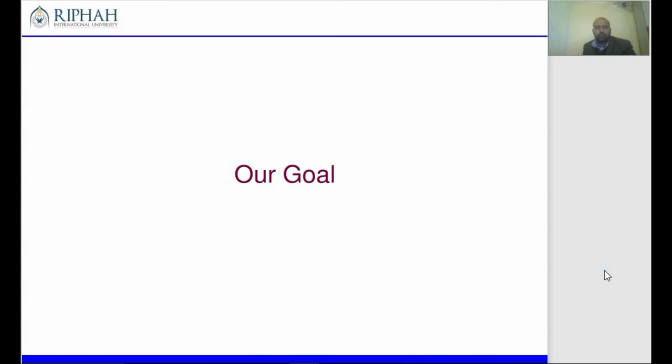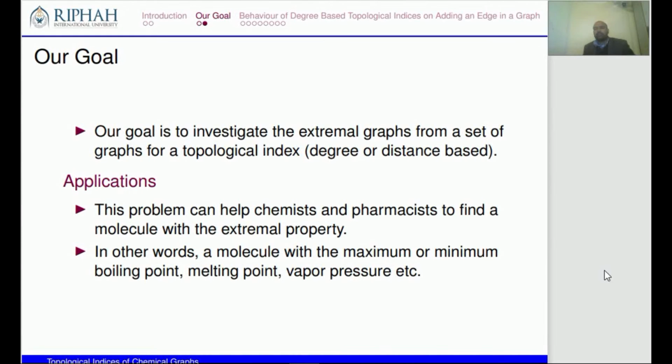So what is our goal with respect to our subject? We are discussing topological indices of chemical graphs. Our main aim is that we have a set of graphs and we are interested in finding the extremal graph with respect to some topological indices.